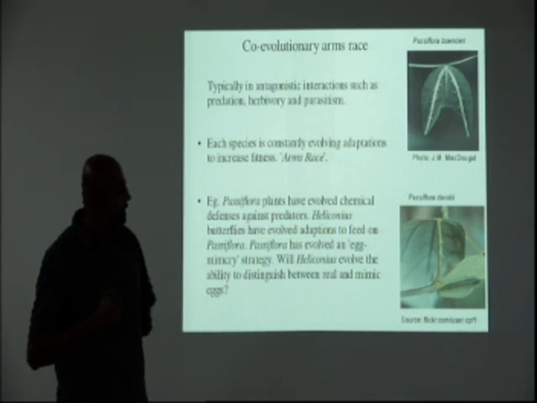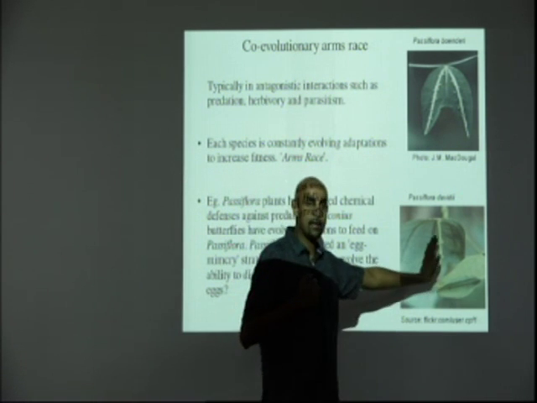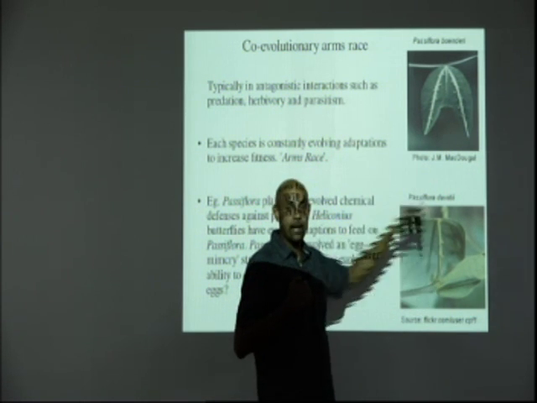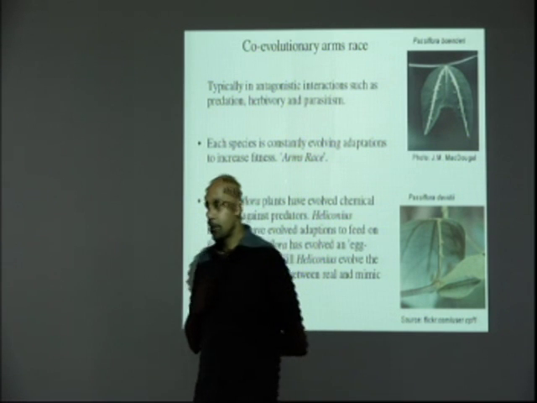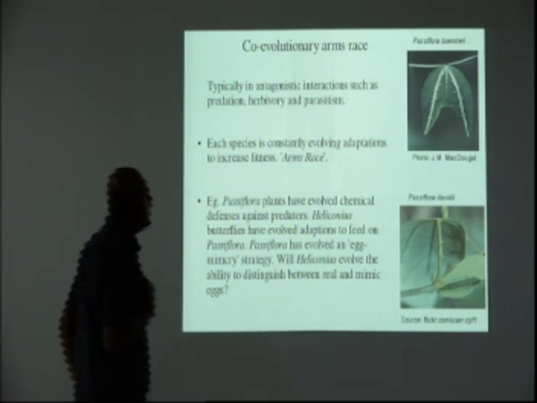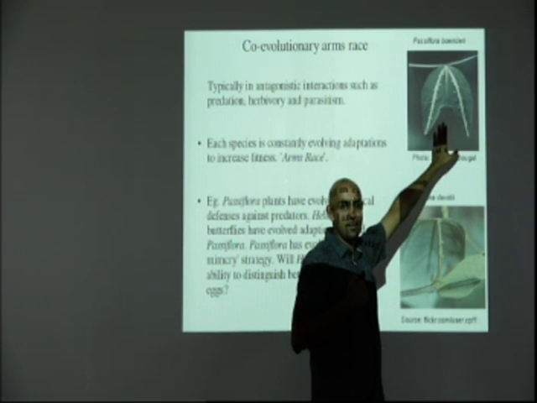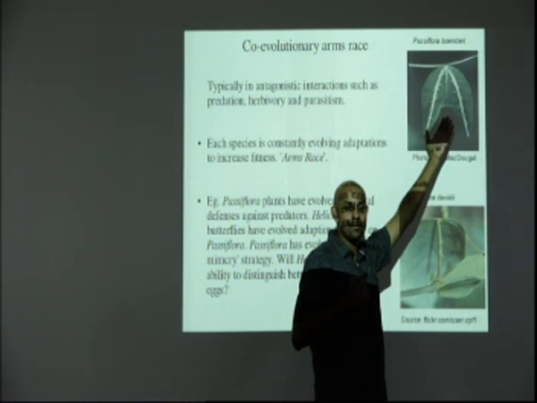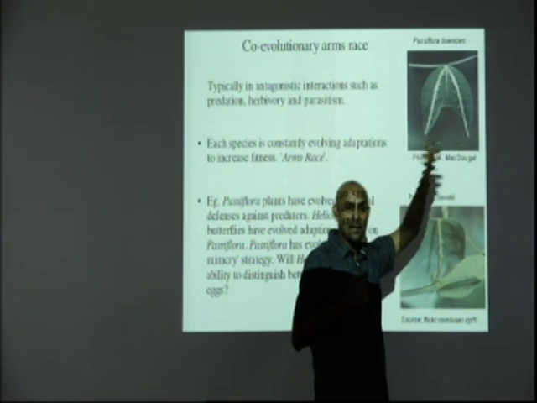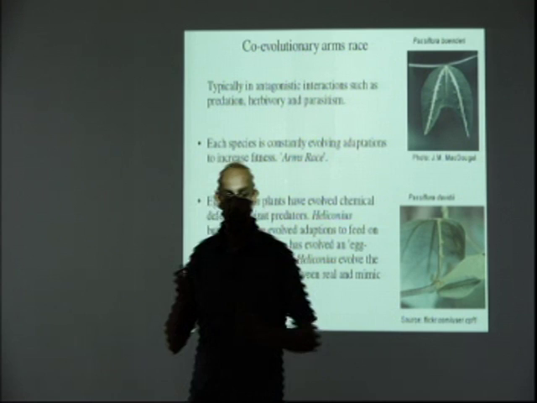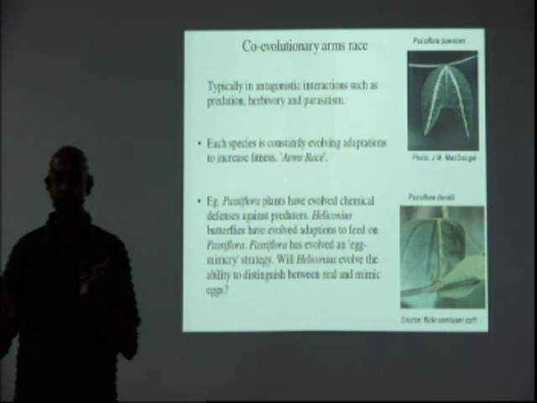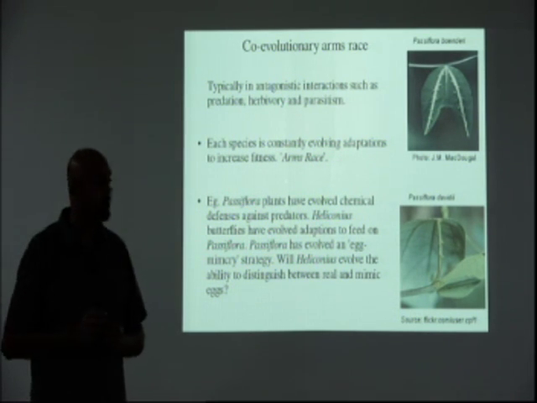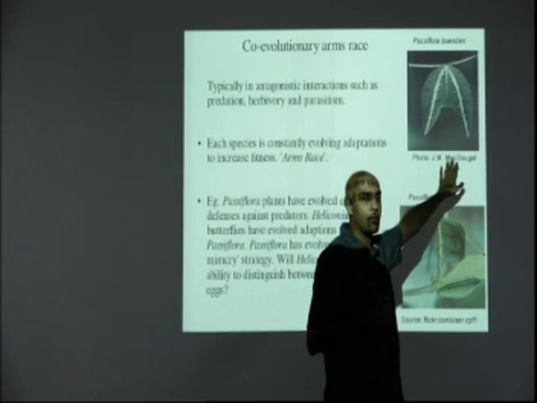Experiments have shown that butterflies lay fewer eggs on plants which already have either eggs or egg-like structures. So now here you have a scenario where butterflies lose out because they are fooled all the time by the mimic. They have limited resources to lay eggs, so they need to evolve better recognition mechanisms to be able to distinguish what is a real egg and what is a mimic. At the same time, plants have to evolve better and better mimics.